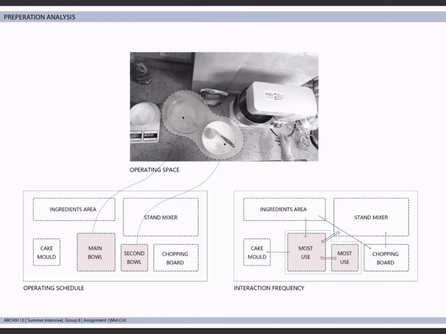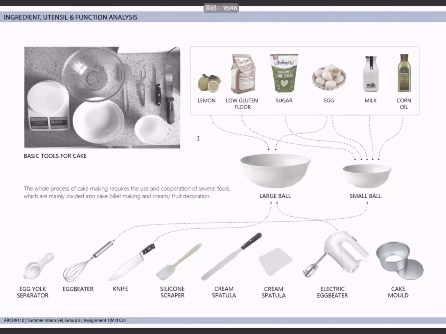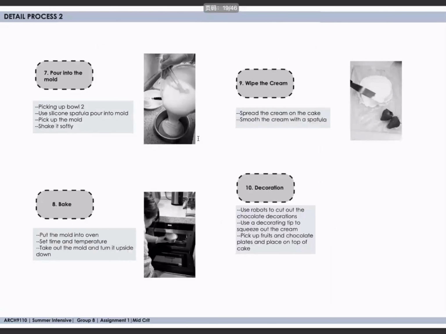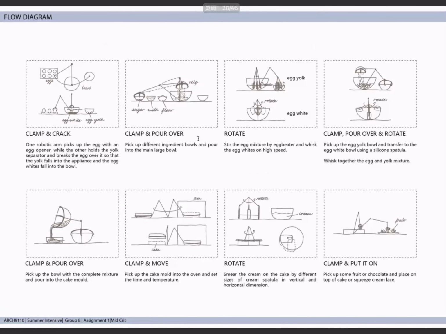We analyzed the operating space with 2 diagrams. The main area in pink is most frequently used. Then we listed some ingredients and utensils to meet the cake requirements. Here are the overall 10 steps of making a cake in detail with real picture contrast. The flow diagram illustrates some important movements for robotic arms, such as clamping, pouring, and rotating.